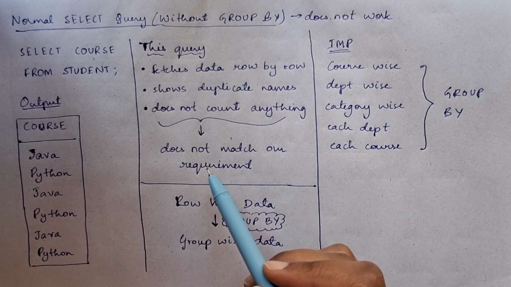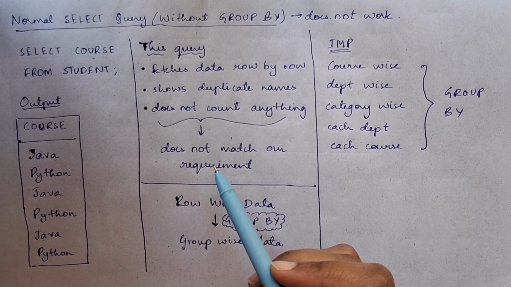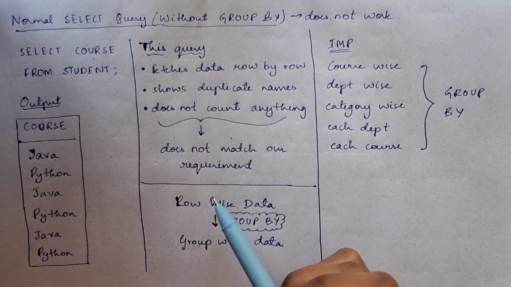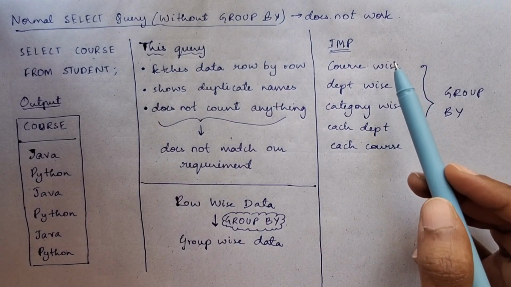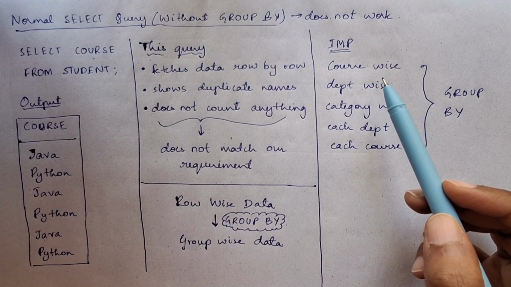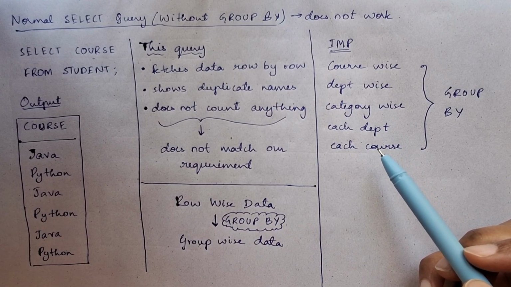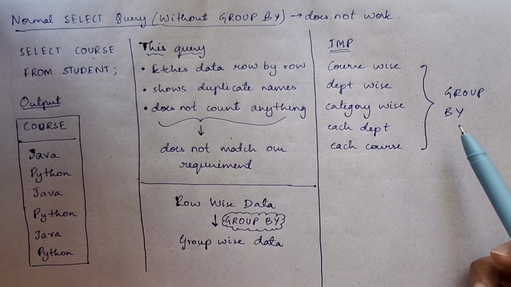And guys, what is our requirement? We don't want individual student rows. We want students grouped by course, and then we want to count students in each group. And this grouping logic is not possible with select clause alone. To convert this row wise data into group wise data, SQL needs something called group by clause. And guys, this is very important. Whenever you see course wise, department wise, category wise, each department, each course in a question, then use group by clause in your query because select alone is not enough.